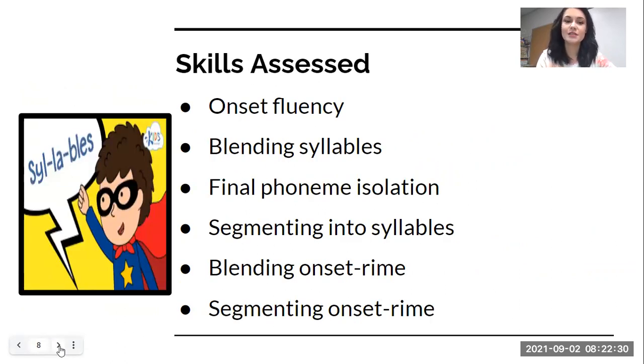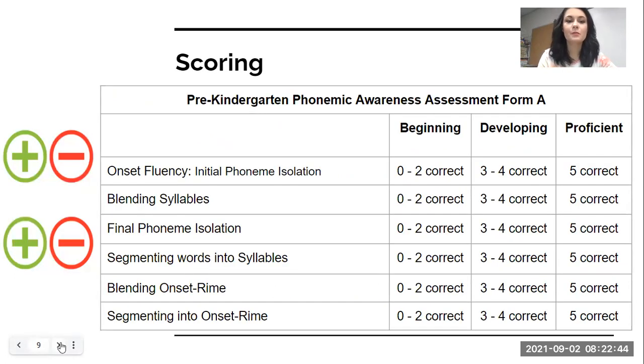These are the skills that you'll assess: onset fluency, blending syllables, final phoneme isolation, so ending sounds, segmenting into syllables, blending onset and rhyme, and segmenting onset and rhyme. And then here's the scoring chart that you can have a look at for pre-K phonemic awareness. For Form A, you have each one of your skills here. This is if they got 0 to 2 correct, they're of a beginning skill level, developing skill level for 3 to 4, and then proficient if they score 5.